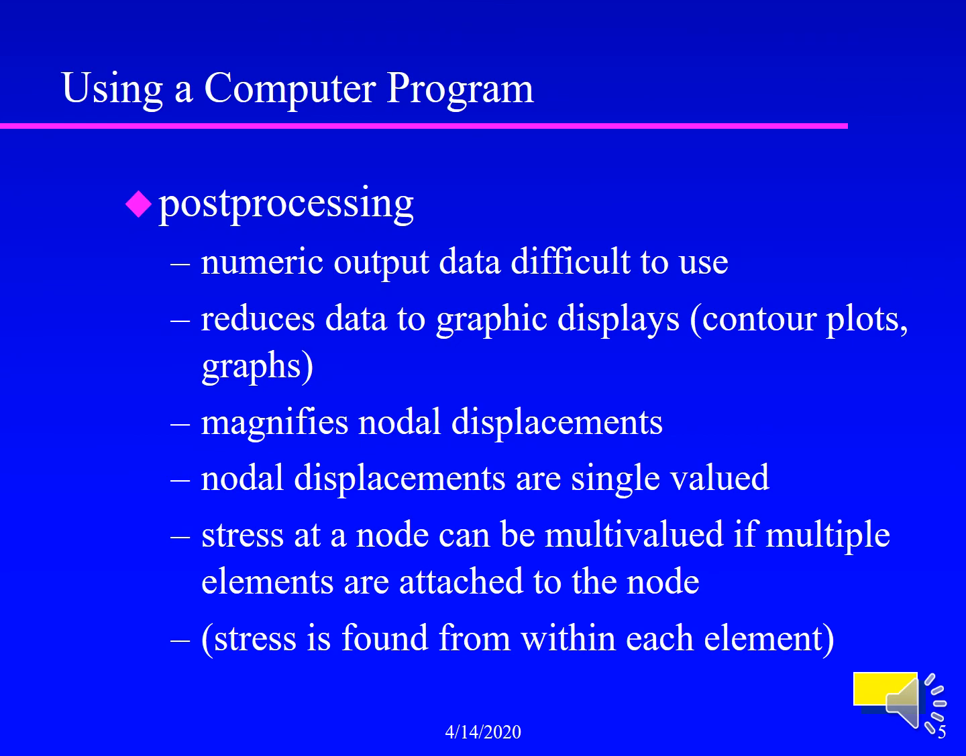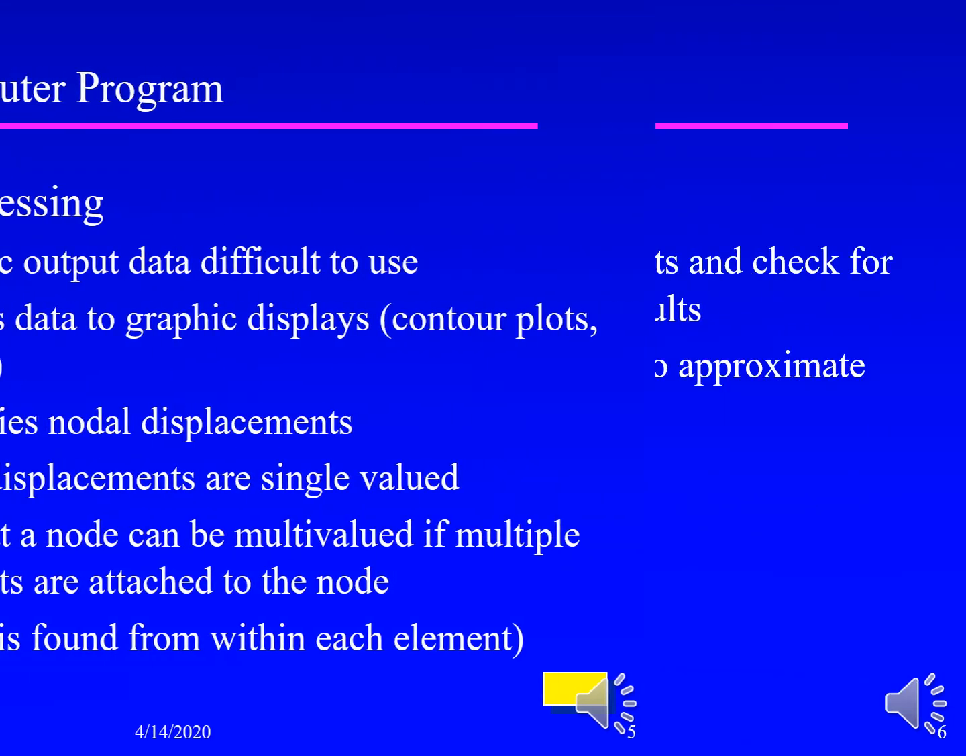Comes the post-processing stage, where output data is difficult to use in numeric form. Hence, graphic displays, contour plots and graphs are created in this post-processing, which magnifies the nodal displacement. Nodal displacements are single-valued. Stress at a node can be multi-valued if multiple elements are attached to the node. Stress is found from within each element. That is, you can find that the stresses in different elements may be different, and in different directions the stresses may be different.